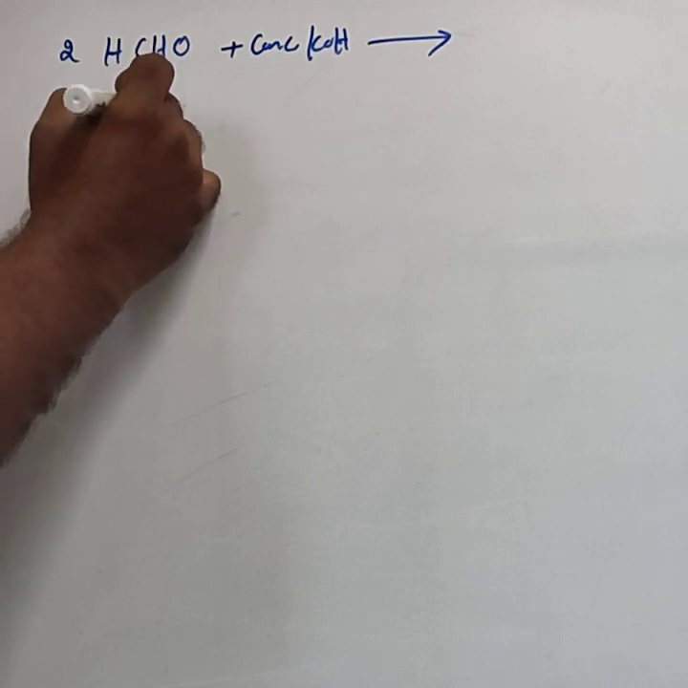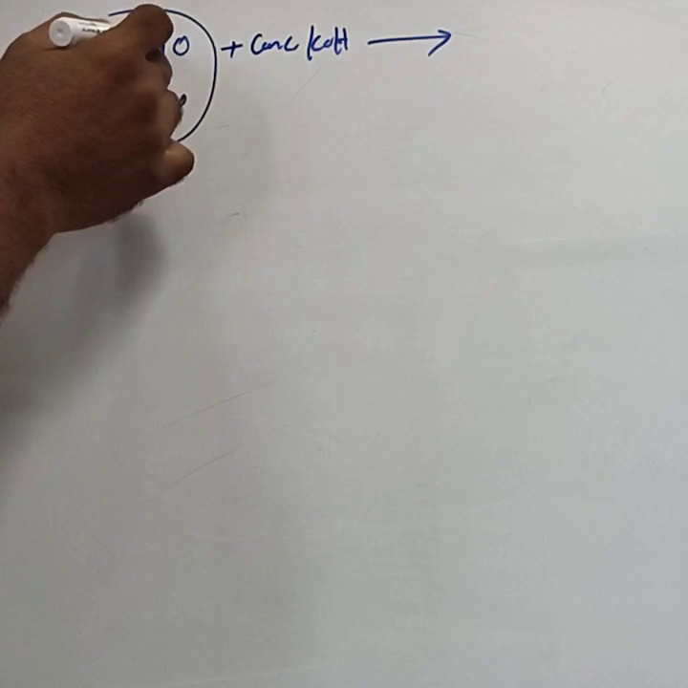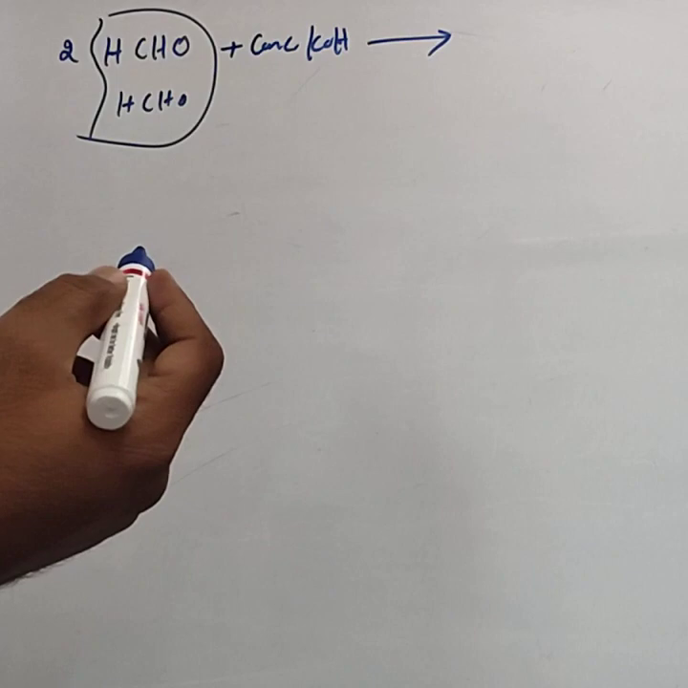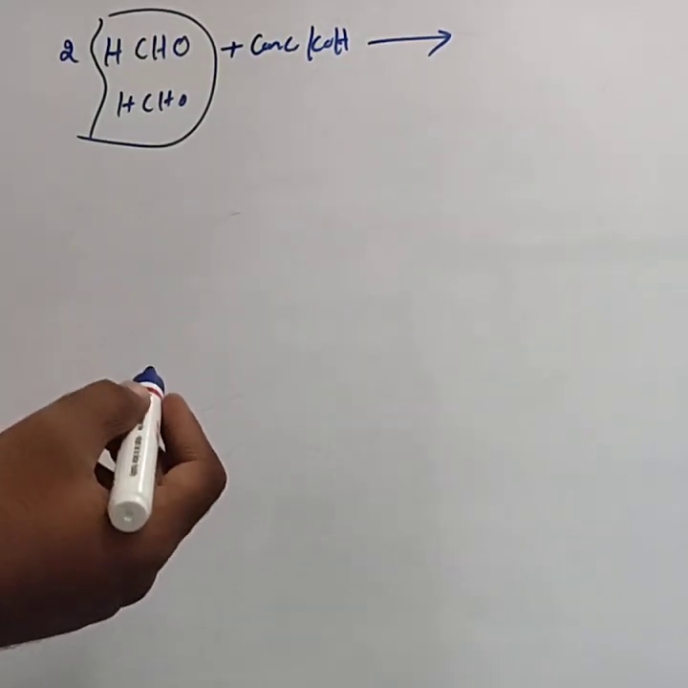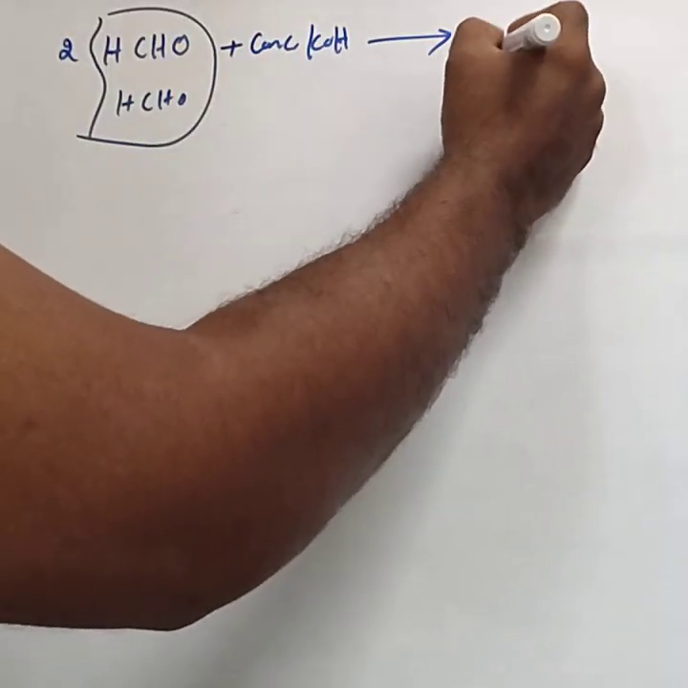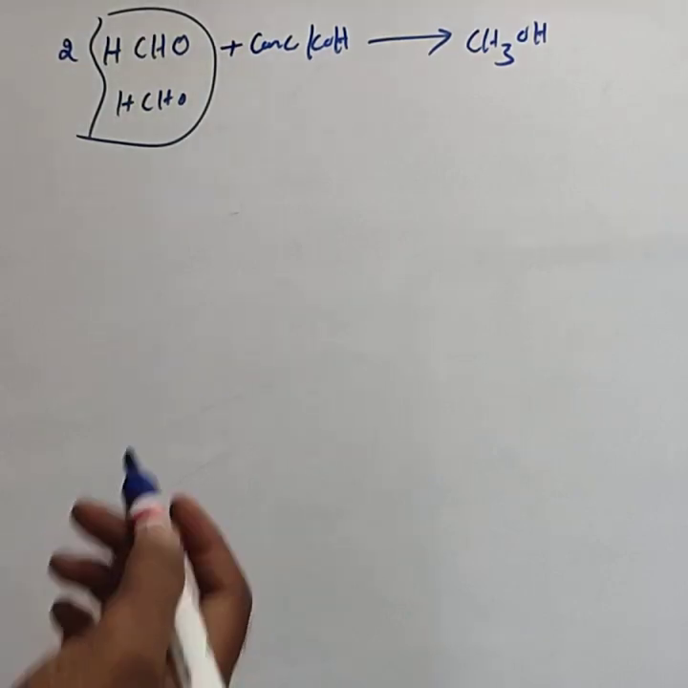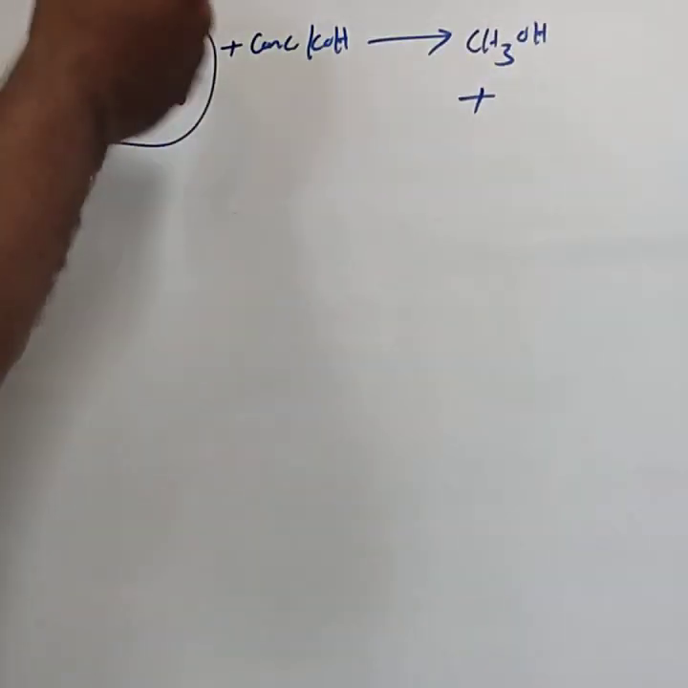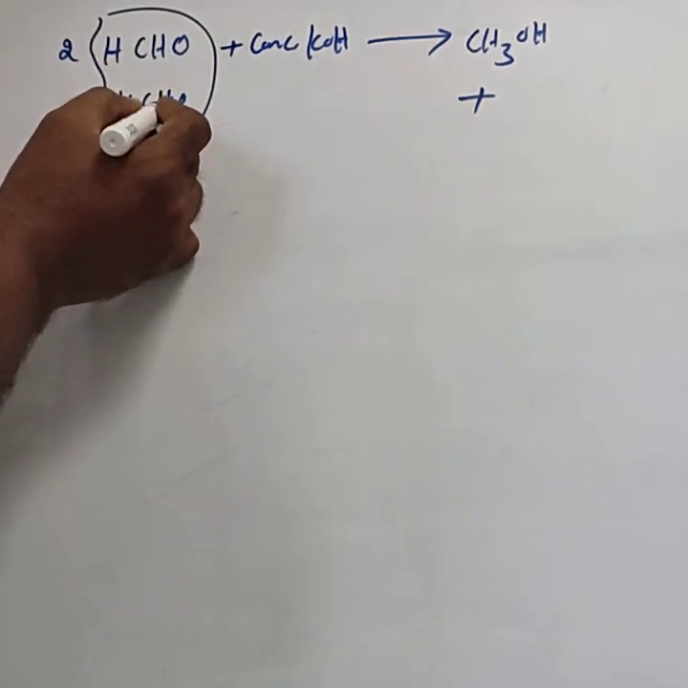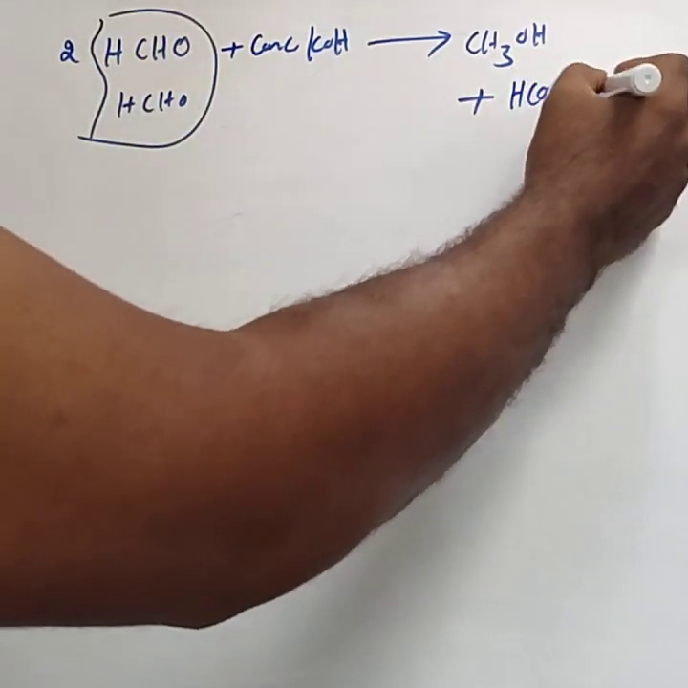I split this formaldehyde, 2 moles of the formaldehyde. One formaldehyde gets reduced. As already explained, one aldehyde undergoes reduction to form the alcohol. From the formaldehyde, the product formed is CH3OH, methyl alcohol. Then another aldehyde is oxidized to the salt of the carboxylic acid. Using formaldehyde, you can write HCOOK.